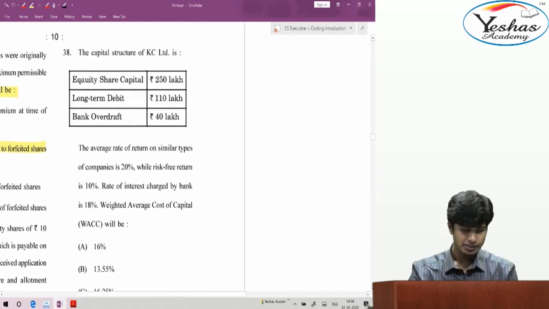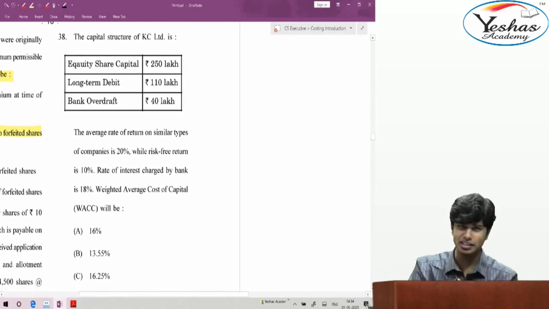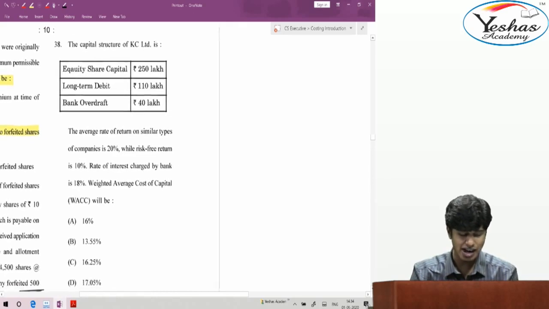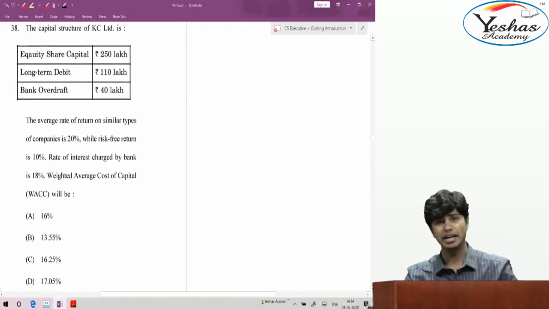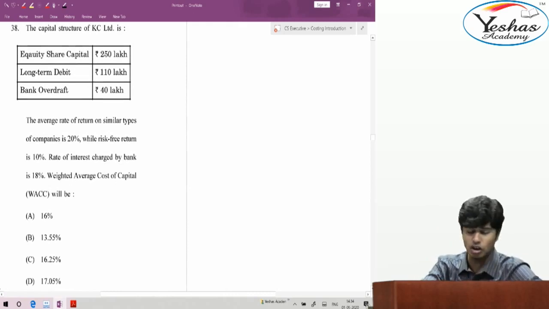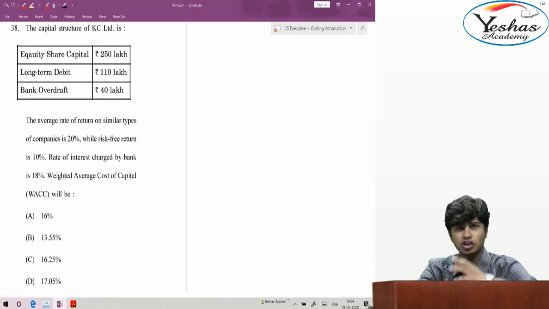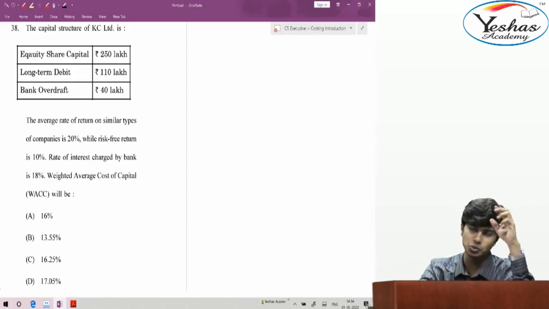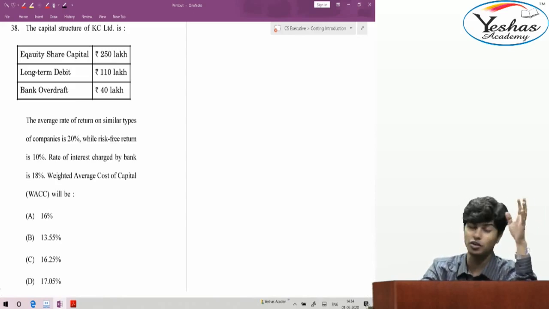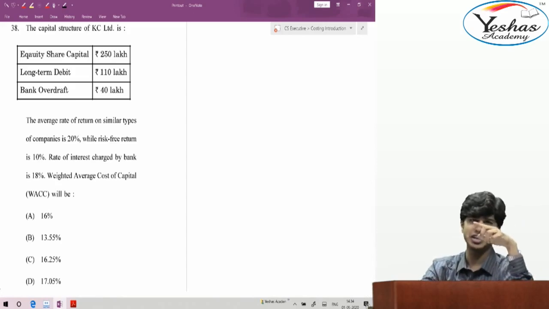Yeah, this is the one. So there is a little bit of mistake in this question because the question doesn't really have sufficient information regarding beta. This is a question on weighted average cost of capital. In order to find weighted average cost of capital, we basically use that formula of risk-free return plus beta into market rate minus risk-free return.